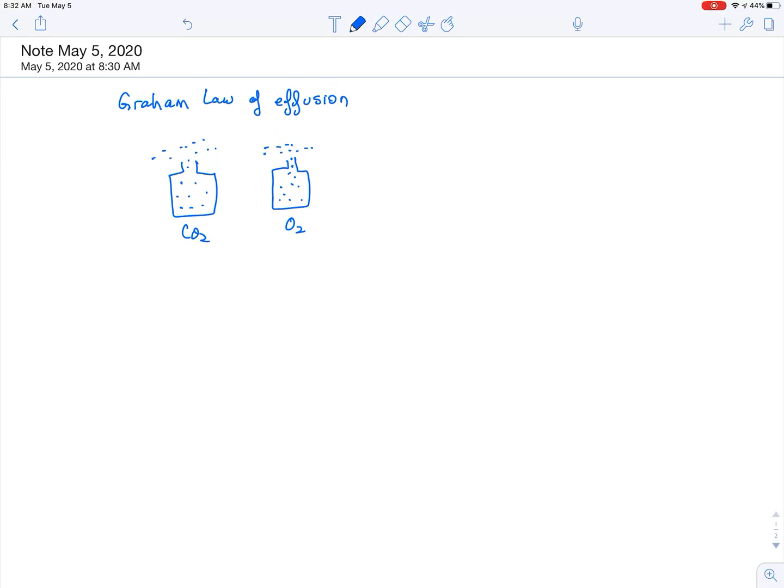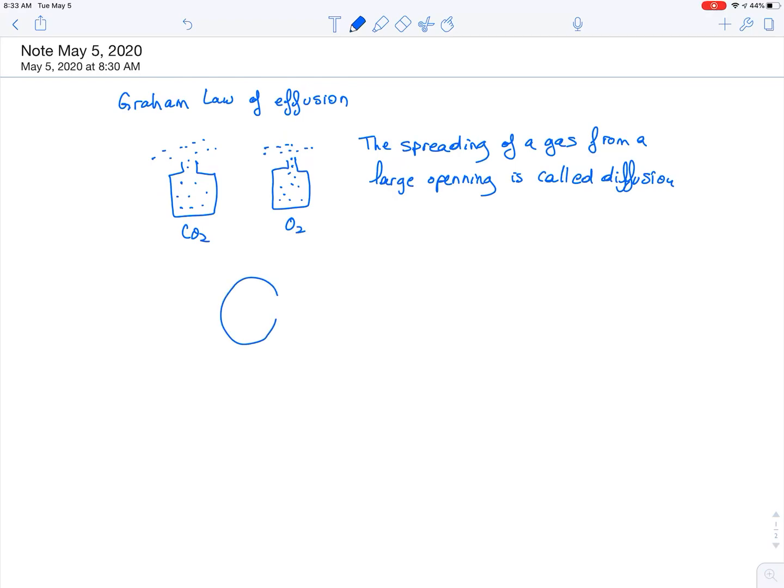So the spreading of a gas from a large opening is called diffusion. Okay? Effusion, on the other hand, requires that we have a tiny hole, like a pinhole.